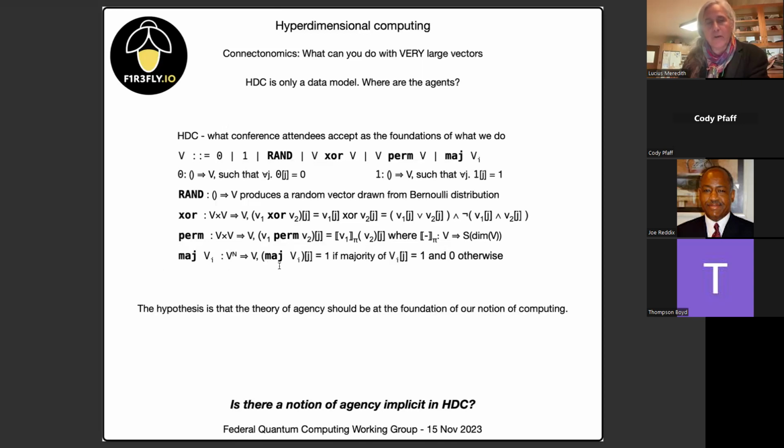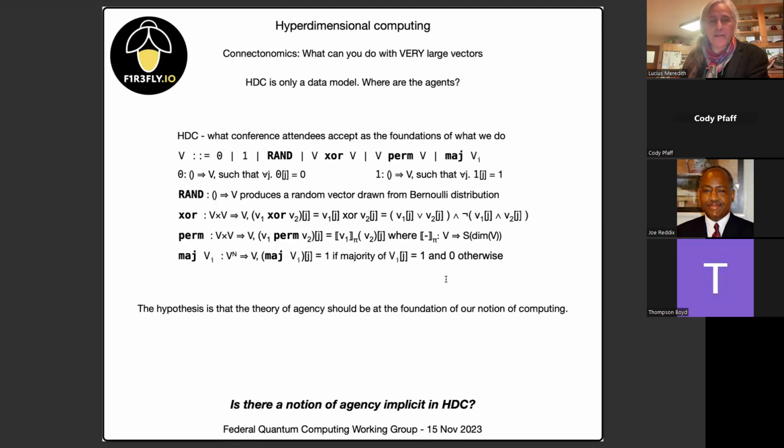And then majority sum is given by this. I have n vectors coming in, and to get the jth component of the majority sum of those n vectors, it'll be 1 if I look at the jth component of each of the vectors and the majority of them are 1, and it will be 0 otherwise. Now, if there's a tie, you have some kind of tiebreaker rule, and it doesn't matter all that much; you can flip a coin or whatever.